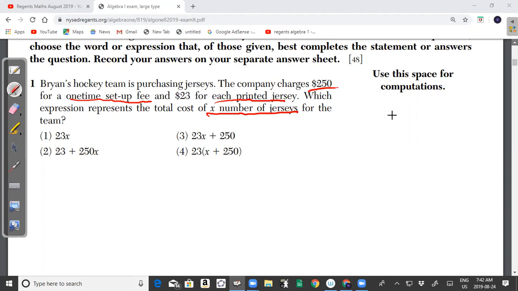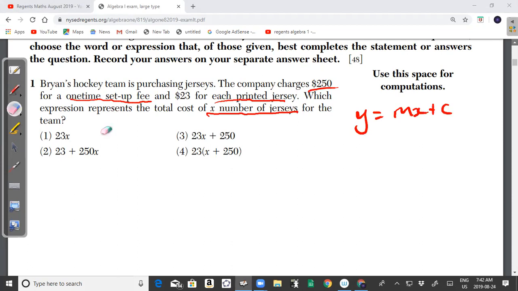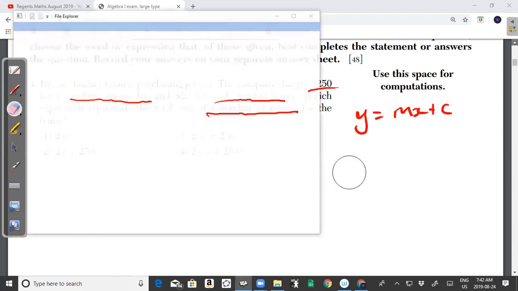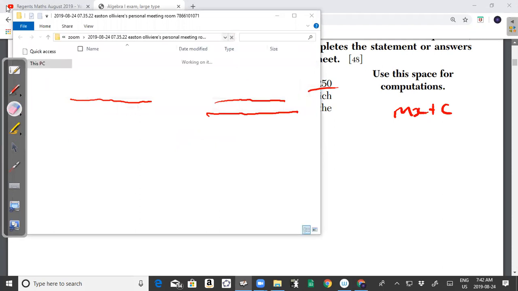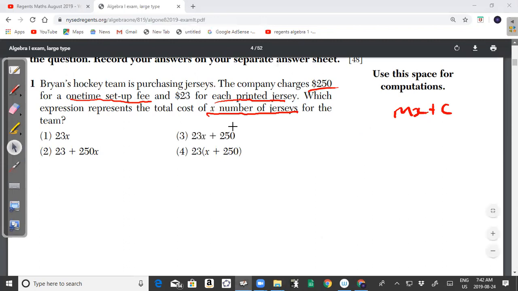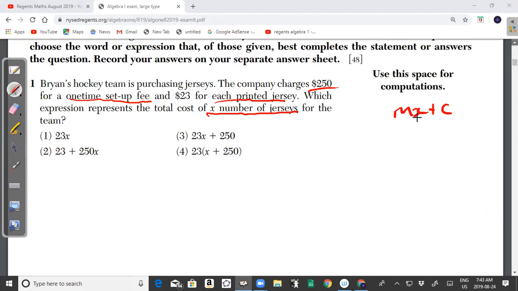So first of all, this is actually a linear model that follows the equation y equals mx plus c. And because it's an expression and not an equation, I'm going to remove the y equal to, all right? Because remember, an expression does not have an equal sign. So as you can see, the m here, which is your gradient or your slope, represents the $23 for each printed jersey. So it'd be 23 multiplied by x. x represents the number of jerseys for the team.